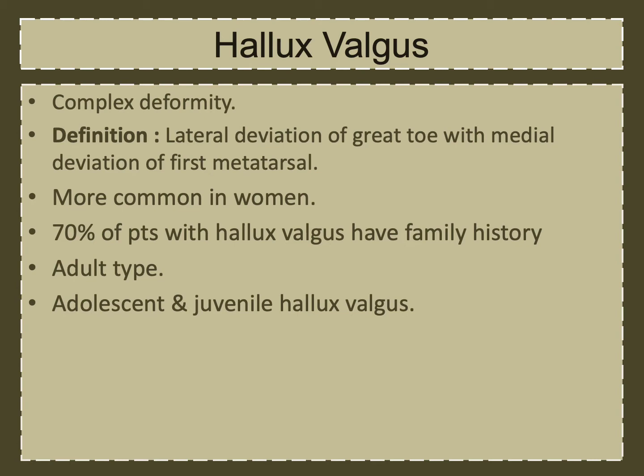And generally, we kind of split this into really two types. There's an adult type, and then there's an adolescent and a juvenile type. The adult type is more of a degenerative change that happens over time. And the adolescent and the juvenile type is one that occurs due to the deformity that was naturally there as they grew up, which makes sense. It's similar to a lot of other pathologies we talk about.